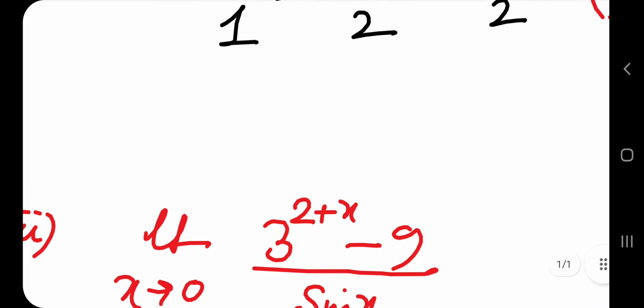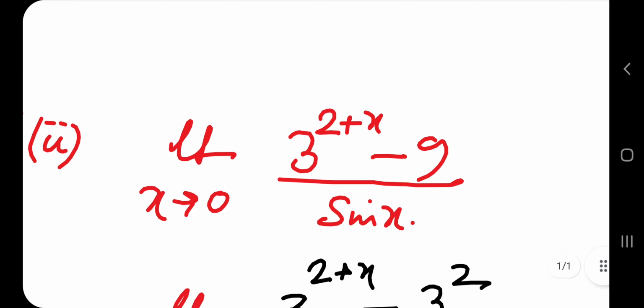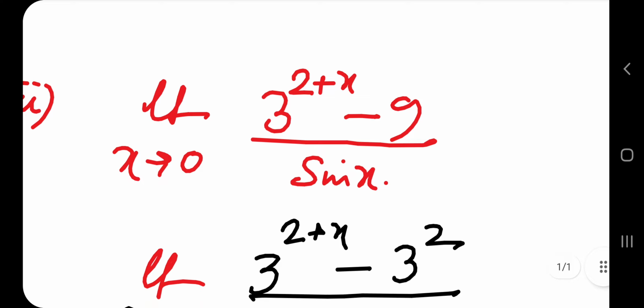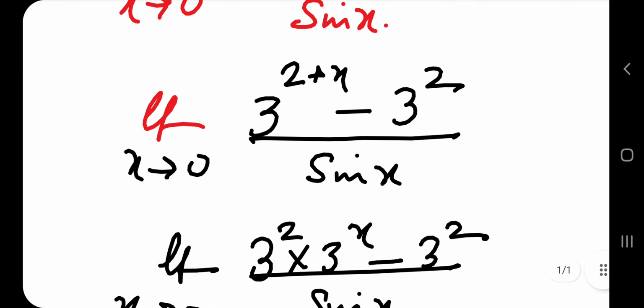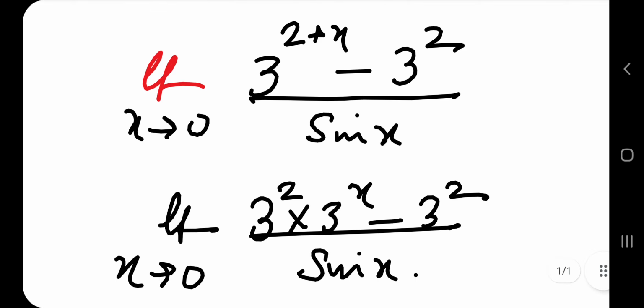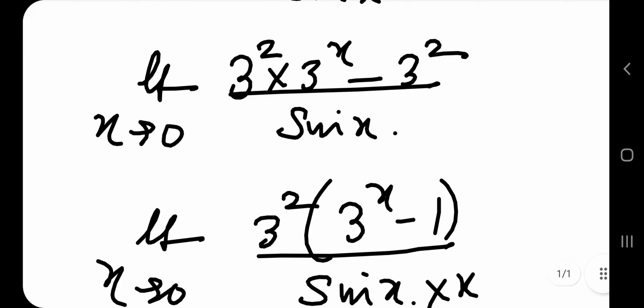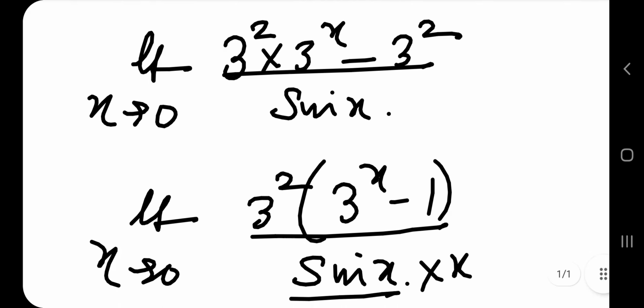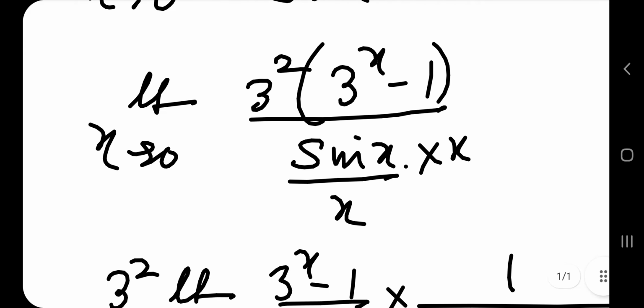Okay. The next one is this sum. From here you can easily write 3 square in place of 9. And 3 to the power 2 plus x is 3 square into 3 to the power x. Now take out 3 square common. It is coming with 3 to the power x minus 1. Now we need x as the denominator. And in sin x also, we need x as the denominator.